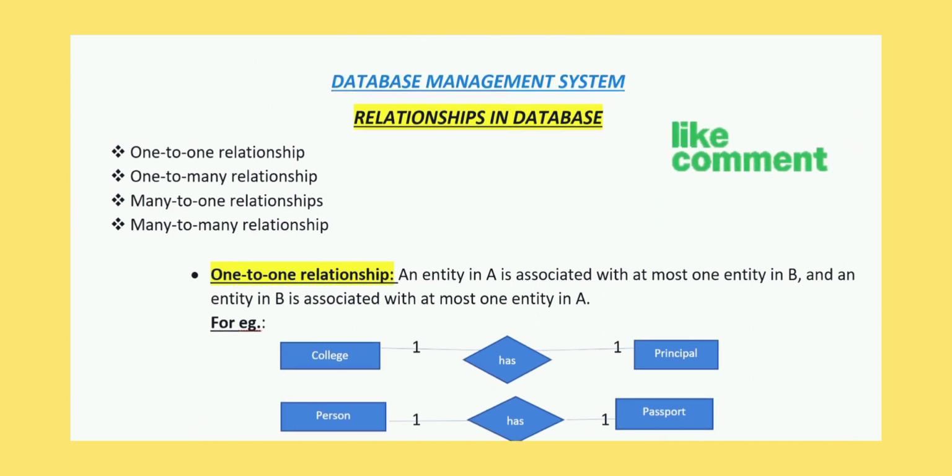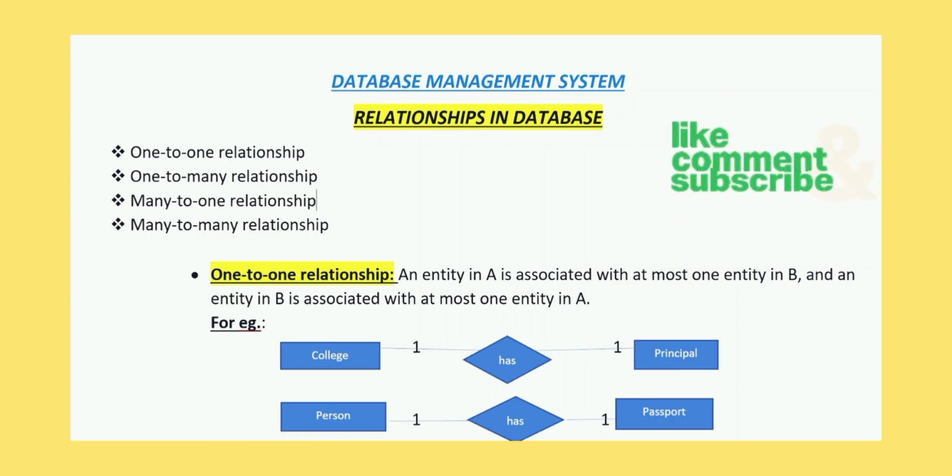Firstly, we have to understand what the types of relationships in database are. There are four types of relationships in database: one-to-one relationship, one-to-many relationship, many-to-one relationship, and many-to-many relationship. Fine. So if you get a short question, that is, what are the types of relationships, then you only have to list the points. Fine, that's it.